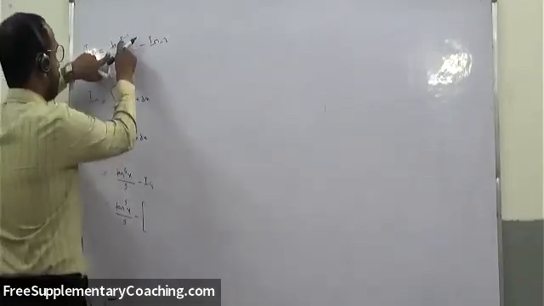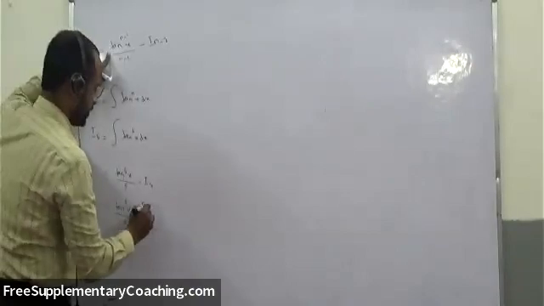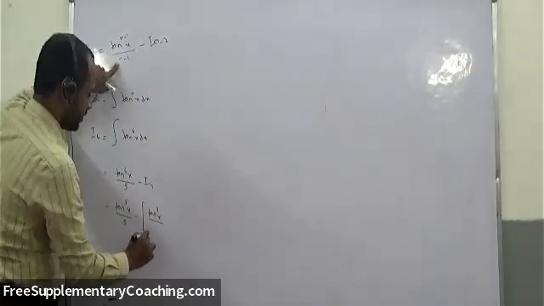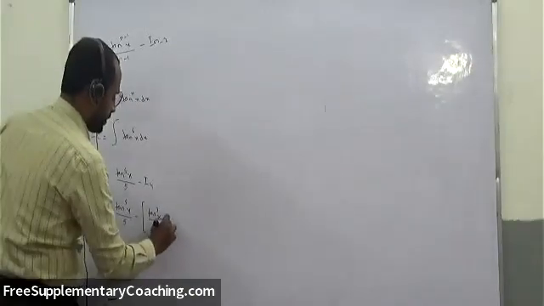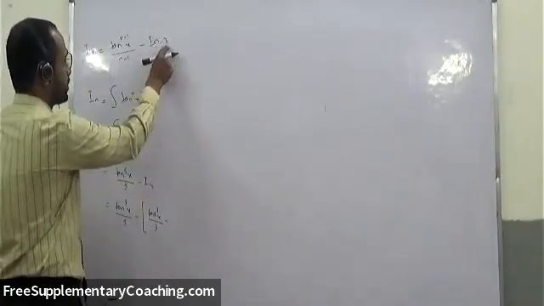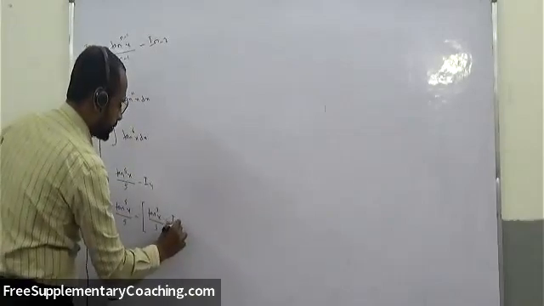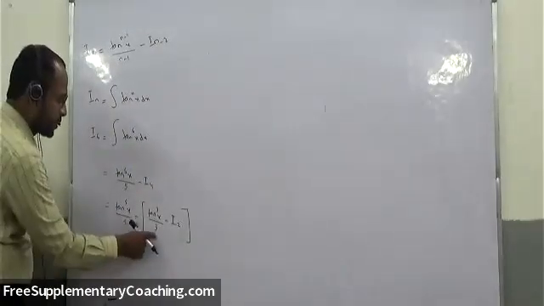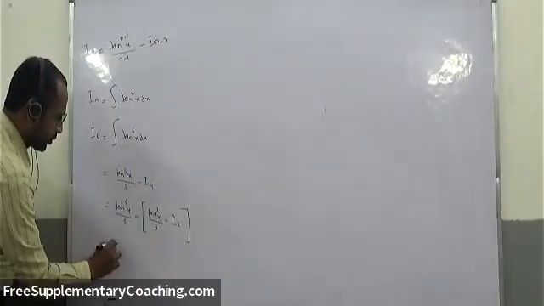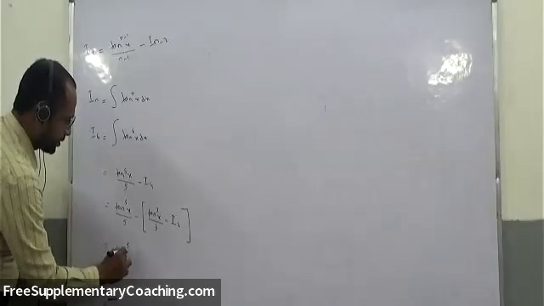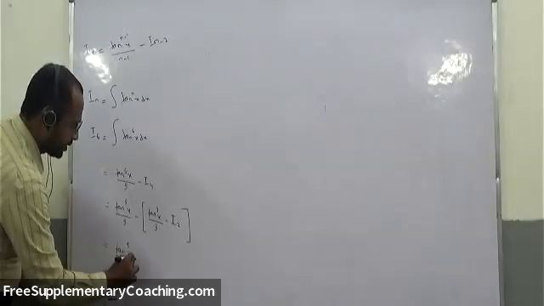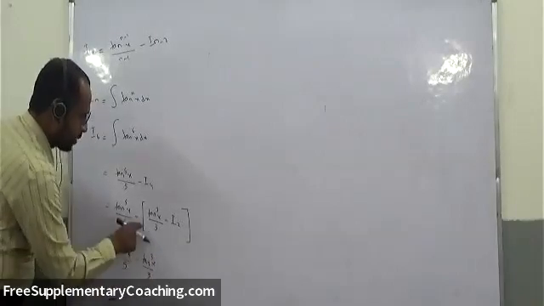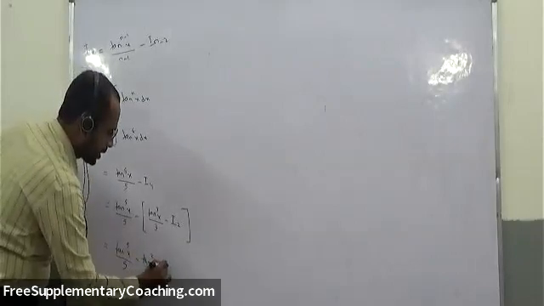So here 4 minus 1, how much is it? 3. So tan cube x by n minus 1, that is also 3, minus I_(4-2), which is I_2. I'm taking this negative sign inside. So let's see what we are getting: tan^5 x by 5 minus tan cube x by 3 minus into minus plus I_2.